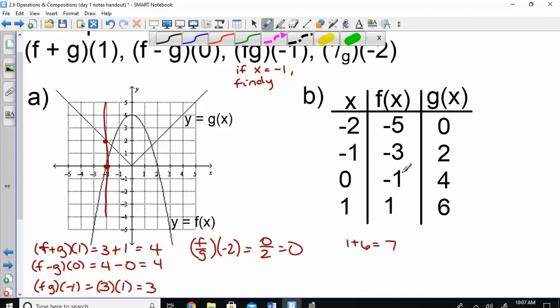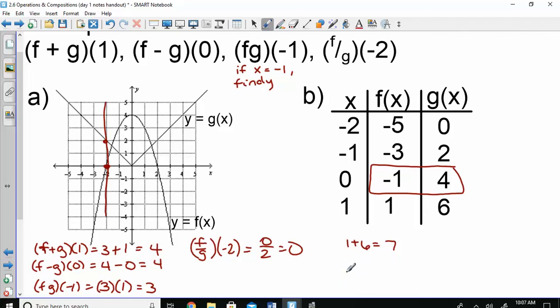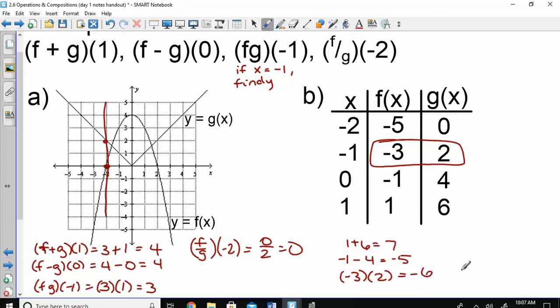When I ask for f minus g of 0, so x is 0, so f minus g would be negative 1 minus 4, or negative 5. F times g of negative 1. That's saying x is negative 1. You're just taking the value of f times the value of g. So negative 3 times 2 is negative 6. You guys see where I'm getting these?